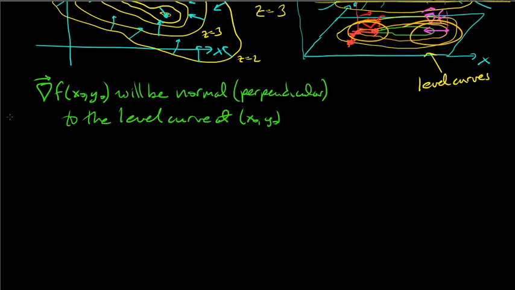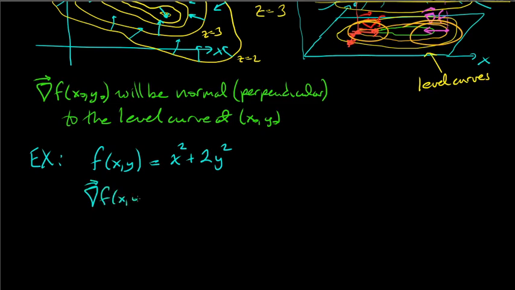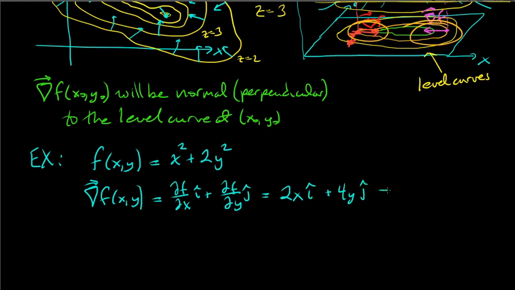Okay, so here's another example. Suppose the function, let's just make it simple, is x squared plus 2y squared. What's the gradient? It's a vector with components that are partial derivatives. This is just the definition of the gradient. So the partial of f with respect to x is 2x, times i, plus the partial of f with respect to y, so you would get 4y times j.